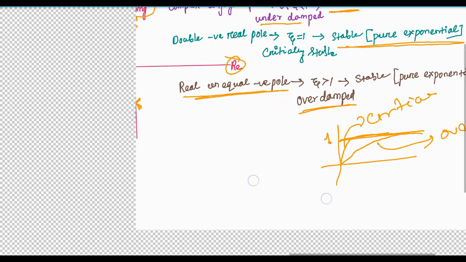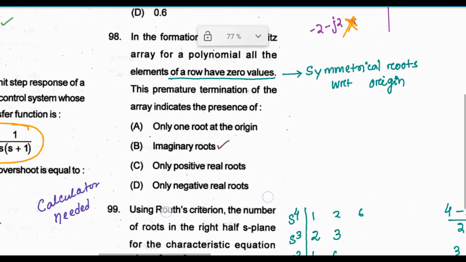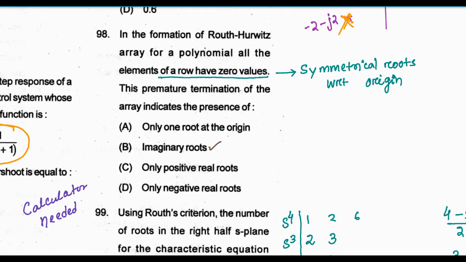So now we will go for the next question. Next question is 98. In the formation of Routh-Hurwitz array of a polynomial, all the elements of a row have zero values. This premature termination of the array indicates the presence of option A, only one root at the origin, option B, imaginary roots, option C, only positive real roots, option D, only negative real roots.